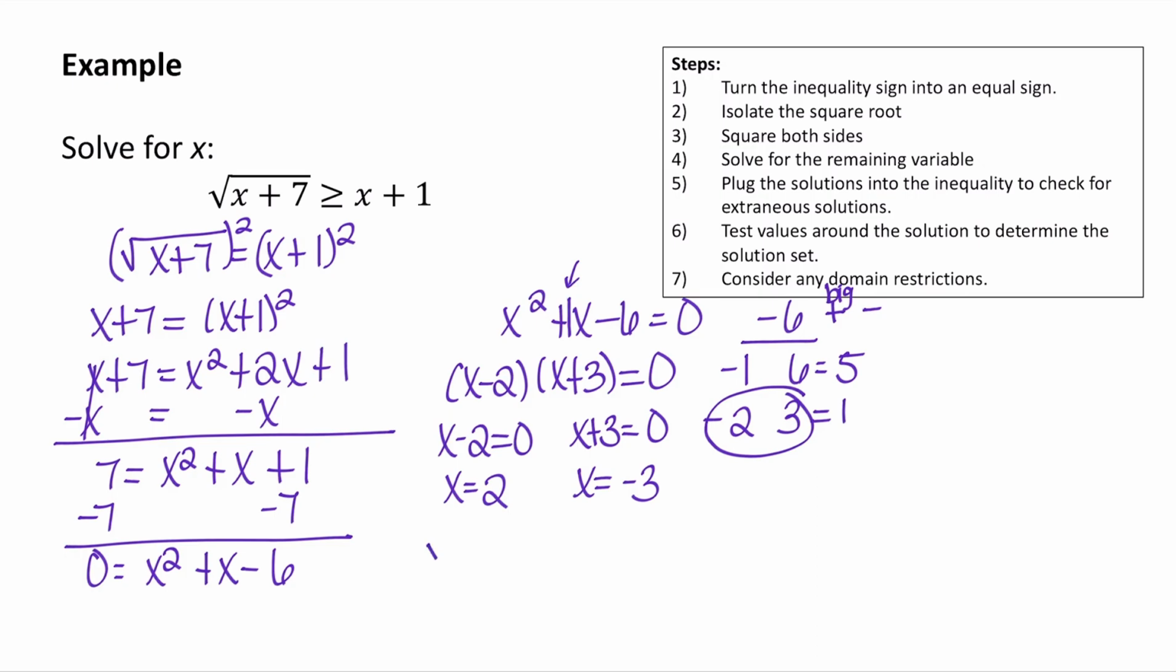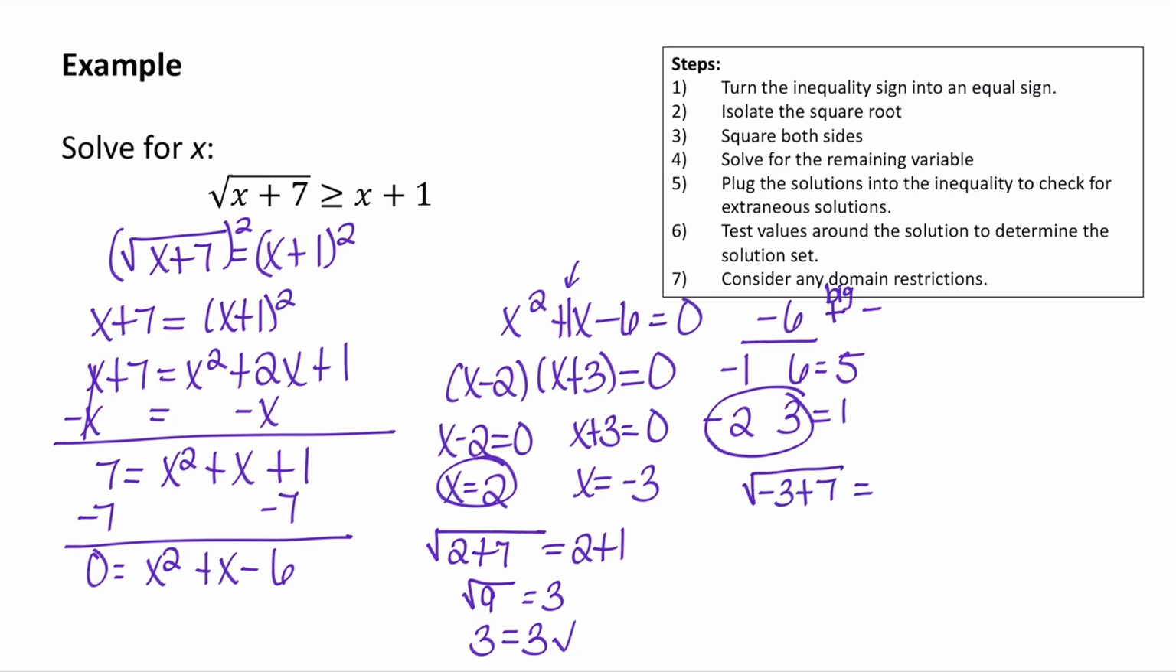So I'm going to start off with the 2. So I have the square root of 2 plus 7 equals 2 plus 1. So 2 plus 7 is 9, so the square root of 9 equals 3, which does tell me that 3 equals 3, so this is a good solution. x equals 2. Now let's try x equals negative 3. So that gives me the square root of negative 3 plus 7 equals negative 3 plus 1. So that tells me the square root of 4 equals negative 2. The square root of 4 is 2, so 2 does not equal negative 2. So negative 3 is an extraneous solution. So I'm just going to work with the x equals 2.